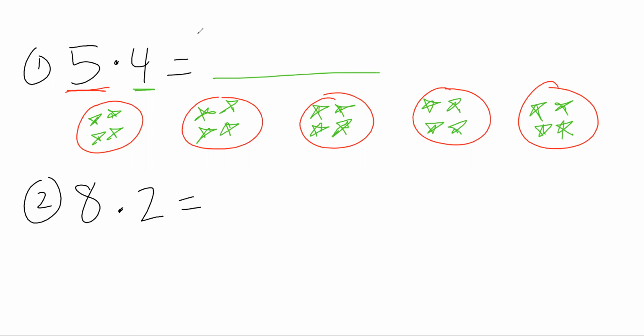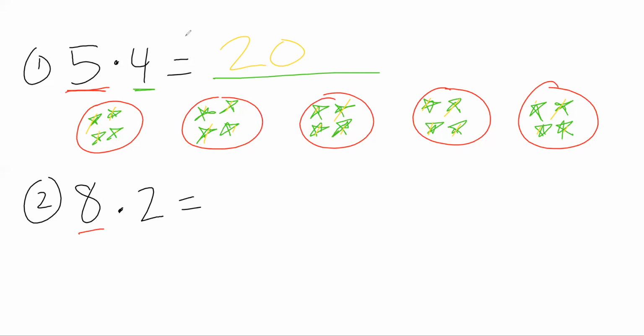What is 5 times 4? This is so cool. Like, we're already using multiplication so quickly. 1, 2, 3, 4, 5, 6, 7, 8, 9, 10, 11, 12, 13, 14, 15, 16, 17, 18, 19, 20. So 5 times 4 equals 20. Okay, this is cool. I like this. All right, let's go down here.